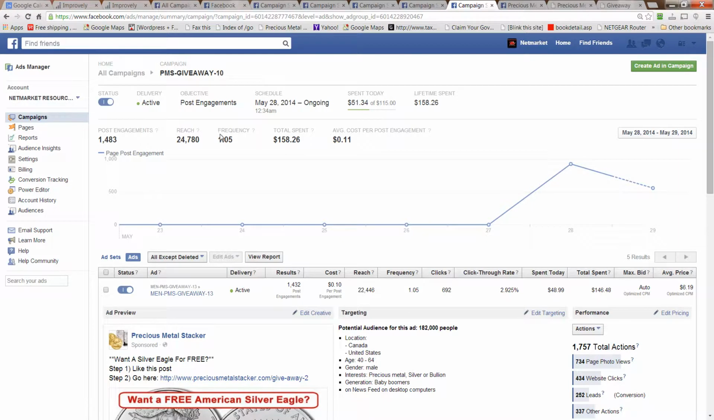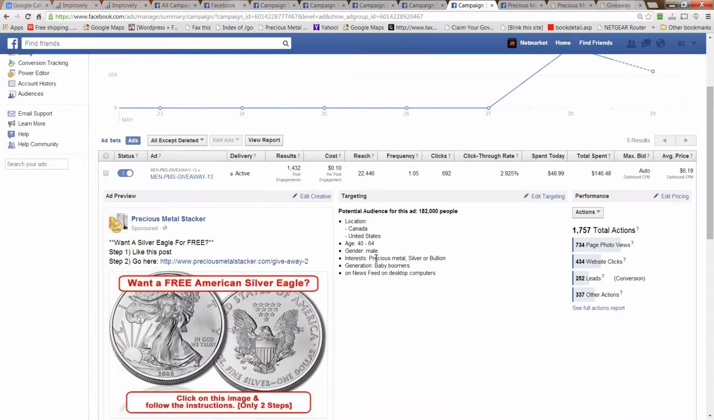We changed the interest to just precious metal and silver or bullion, and we took out the behaviors and we put in baby boomer generation. And the reason we put in baby boomer generation is because the baby boomers were around when we came off of the silver, the gold standard.